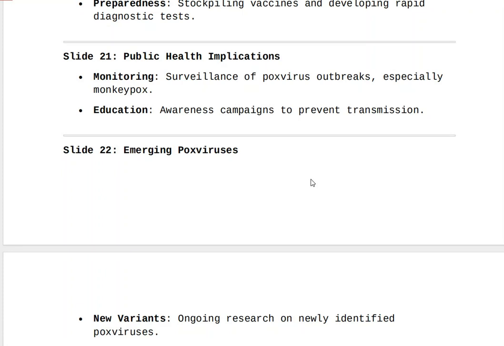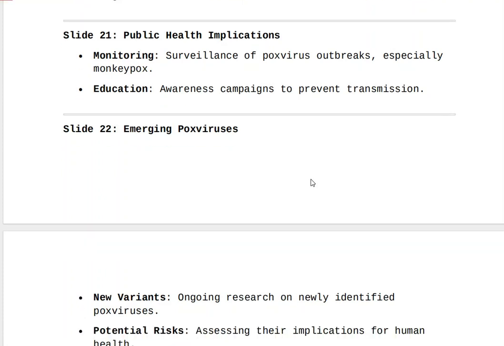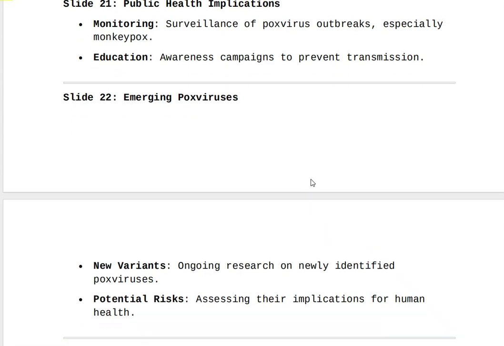Public health implications, so monitoring and education. These are very important strategies to check on how many people, or who are the people who are infected, and so that people will be aware of how it is transmitted and other important matters.